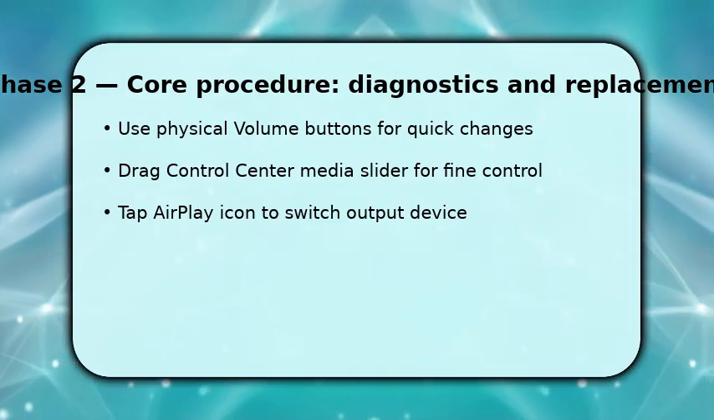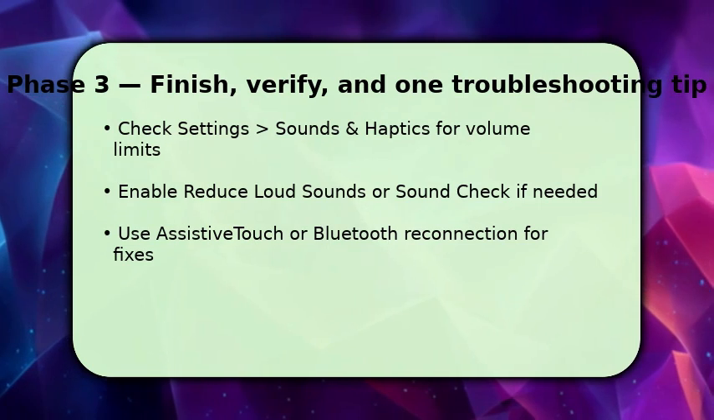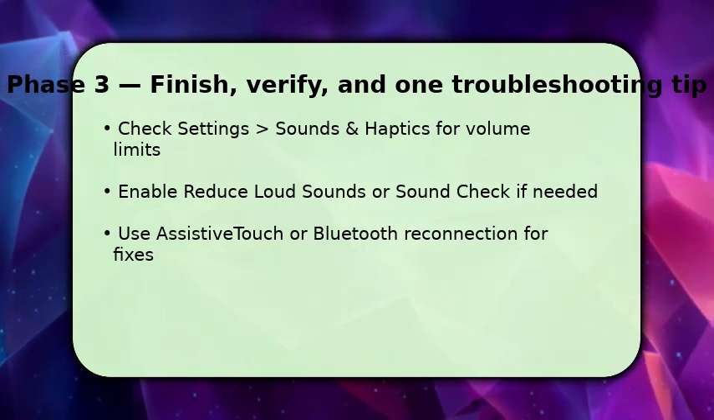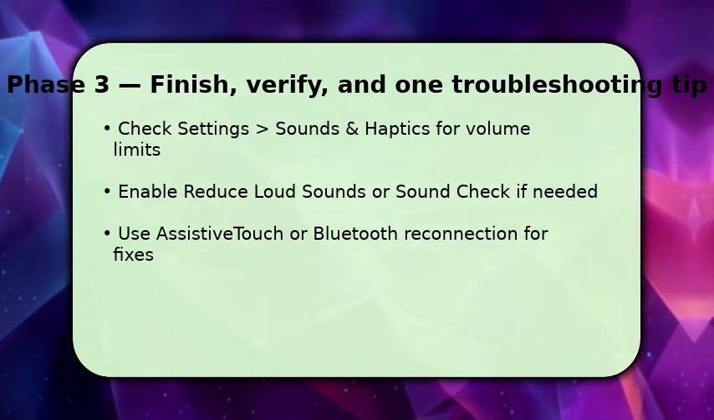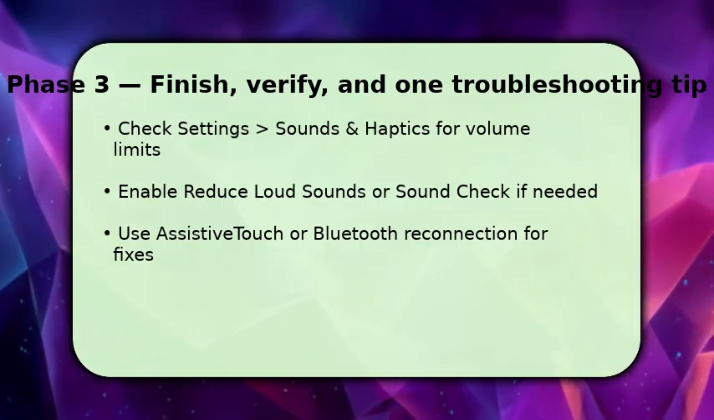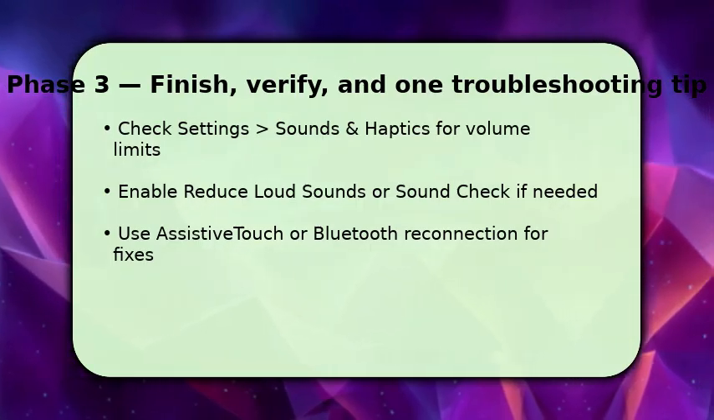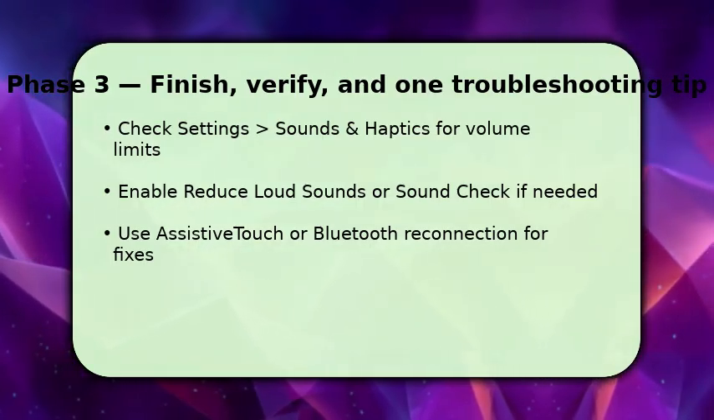Finish by checking Settings, Sounds and Haptics to confirm your Ringer and Alert slider, and to enable any limits like Reduce Loud Sounds or Sound Check, which affect media. If audio still misbehaves, toggle Bluetooth off and on, reconnect wired headphones, or use AssistiveTouch on-screen volume controls.